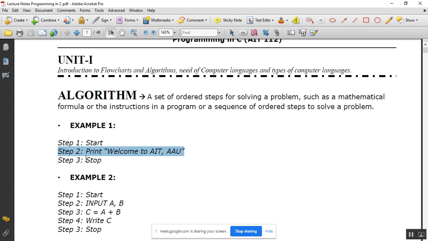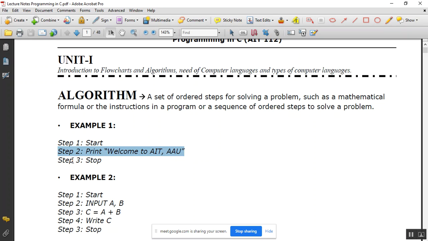Here we have got a problem to print a message on a screen. So what we are doing, we are saying print "Welcome to AITAU Anand", or we can give any message within these double quotes. So this was the first algorithm to print a message on a screen.